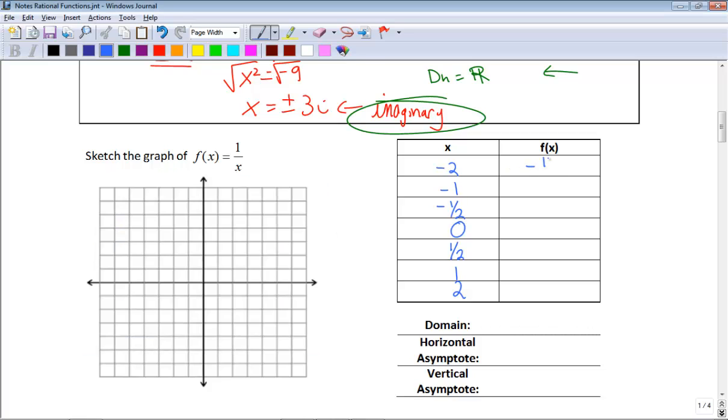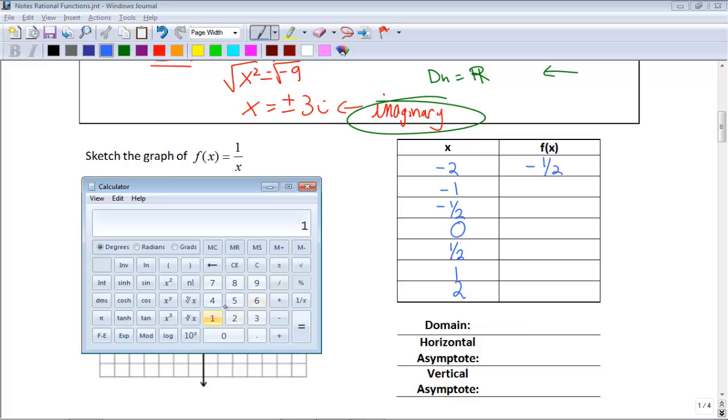And I'm going to write negative a half. Next one, negative 1 or 1 over negative 1. So 1 over a negative 1 gives me a negative 1. Next one, 1 over, and I'm going to write the parentheses because it's going to be divided by a fraction. So divided by, and then I have negative 1 over 2. Close my parentheses, and I get that that's equal to negative 2.